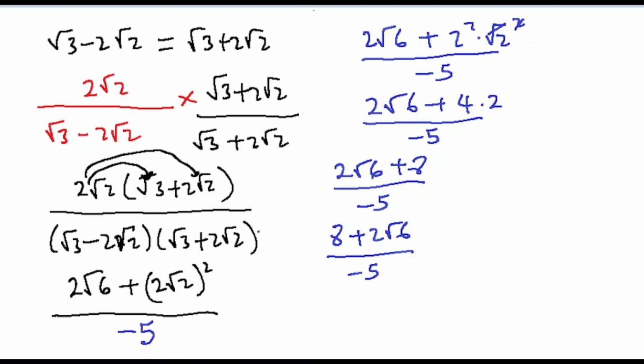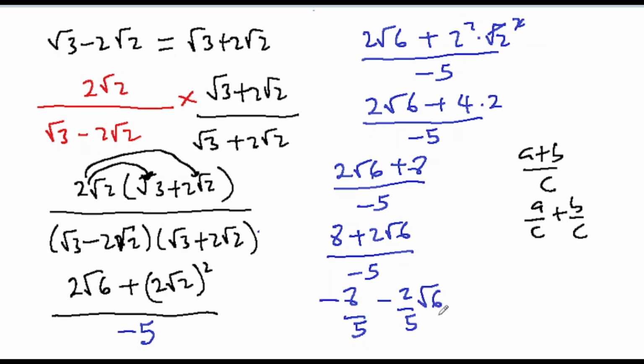Let's recall that a plus b over c is the same thing as a over c plus b over c. So 8 divided by negative 5 is negative 8 over 5, and 2 root 6 divided by negative 5 is negative 2 over 5 root 6, which is the form in which our final answer should be: p plus q root r, where p is negative 8 over 5, q is negative 2 over 5, and r is 6.